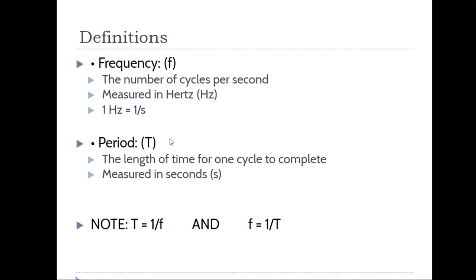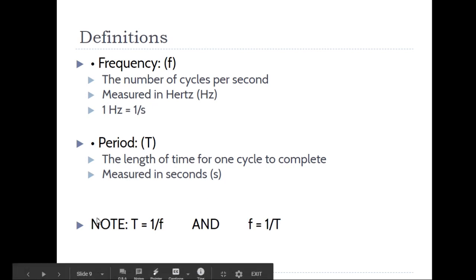The next one is the period, and it's represented by a capital T, and it's the length of time for one cycle to complete. So it's kind of the inverse of the frequency. So how long does it take for one cycle to complete? So to get from one trough to the next trough, or one crest to the next crest. This one is measured in seconds, and that should also make sense because the inverse of 1 over a second is a second. So here we have these formulas that are given. Either a period is equal to 1 over the frequency, and a frequency is just equal to 1 over the period.